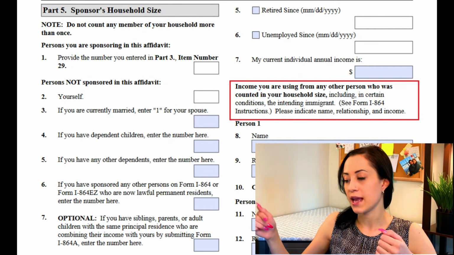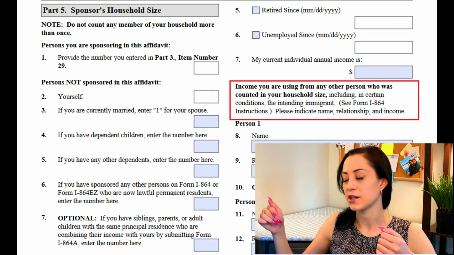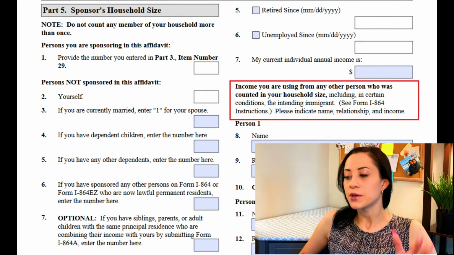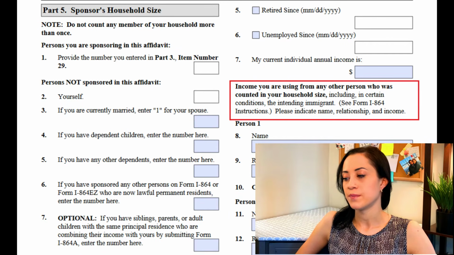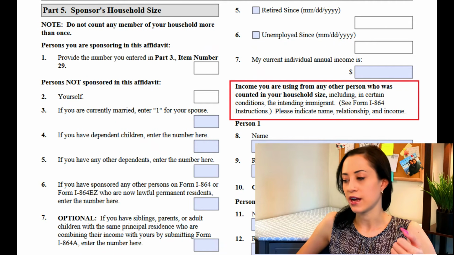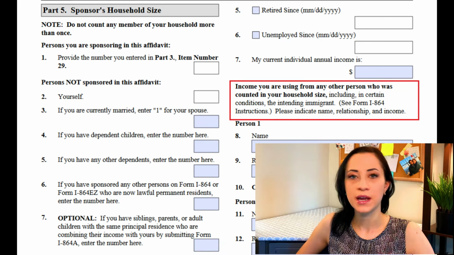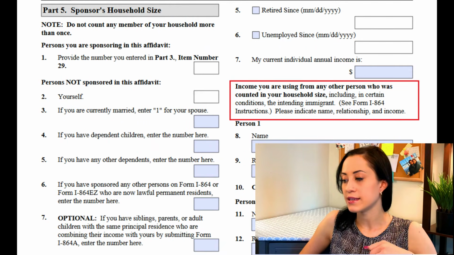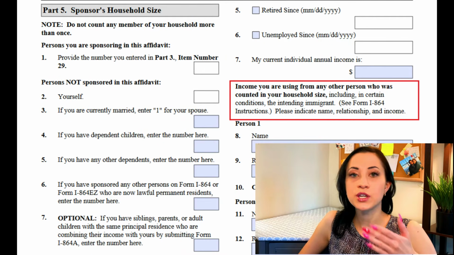Income you're using from any other person who was counted in your household size, including, in certain conditions, the intending immigrant. So here you would include, for example, if you have a spouse, adult child, sibling, or a parent who lives with you in the same household, and they would like to help you out as a sponsor, for example, you would include them here.